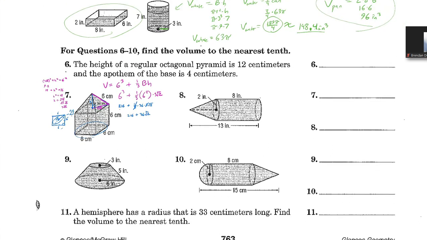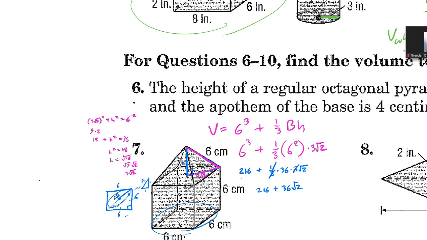Okay. Oh, I skipped number 6. What the heck? I went out of order. I apologize. Let's do it now. Okay, the height of a regular octagonal pyramid is 12 centimeters and the apothem of the base is 4. Okay, let's do that one really quick.